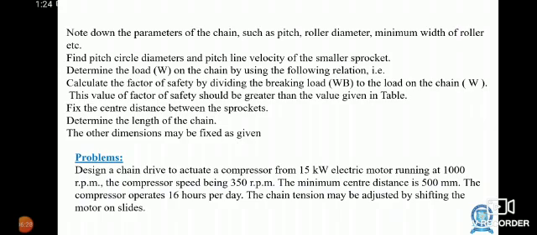Example problem. Design a chain drive to actuate a compressor from a 15 kilowatt electric motor running at 1000 RPM. The compressor speed being 350 RPM. The minimum center distance is 500 mm. The compressor operates 16 hours per day. The chain tension may be adjusted by shifting the motor on slides.